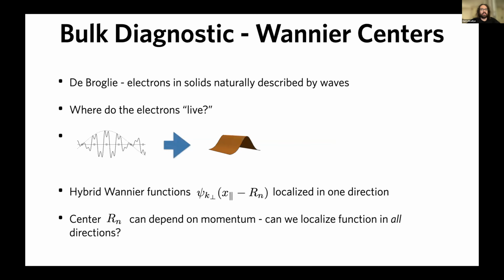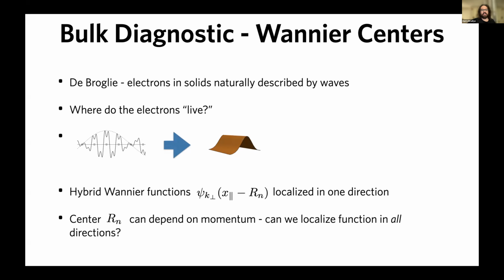But what's actually going on in the bulk? One way that we can understand bulk properties of topological insulators is to ask... energy eigenstates are delocalized Bloch waves characterized by some crystal momentum. But we can try and Fourier transform these Bloch waves and form Wannier functions, or localized orbitals, that are the analog of atomic orbitals for an isolated atom. So we can start by just trying to localize the occupied electron wave functions in one direction.